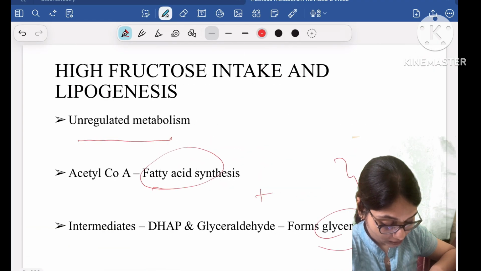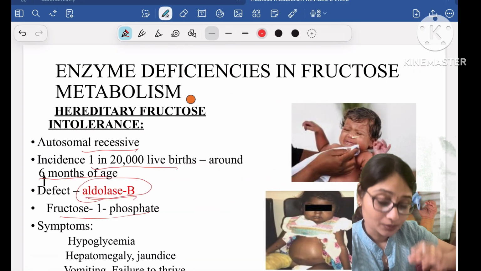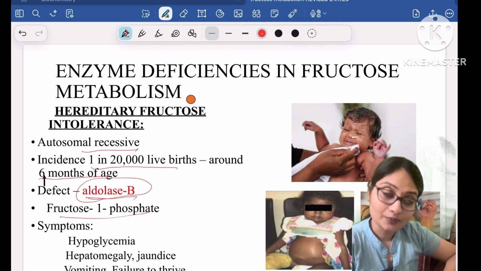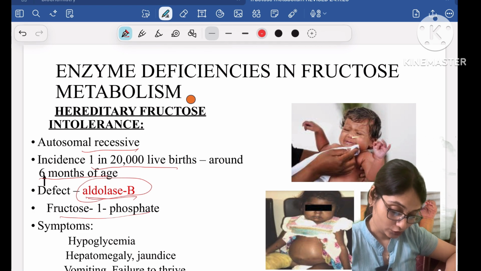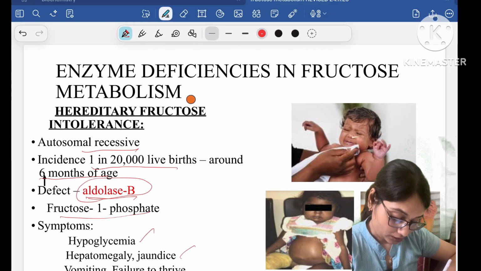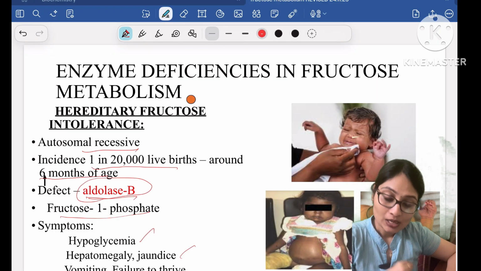Okay, so the precursor here, the thing that gets accumulated, is fructose 1-phosphate. The symptoms, as discussed in the case scenario, include hypoglycemia, hepatomegaly, jaundice, failure to thrive, and all these things. Okay, so now let's see why each of these symptoms manifest.